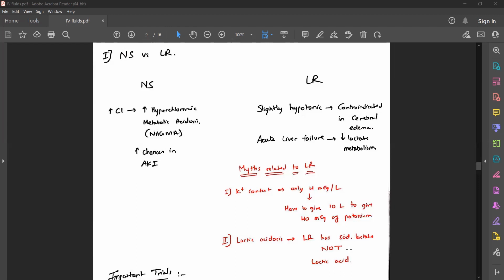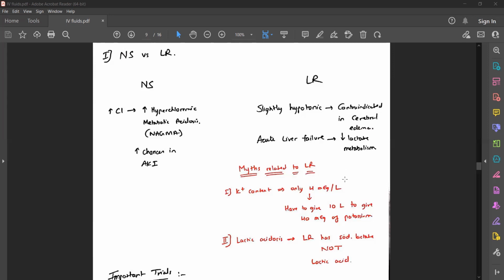Since sodium lactate is metabolized in the liver, a lot of people will say, okay, somebody is having any liver dysfunction, you will not give them lactated Ringer's. What you need to remember is that you will not give lactated Ringer's only when somebody has acute liver failure. If the liver shuts down, the patient goes into complete liver failure, that's when you will actually avoid lactated Ringer's. Otherwise, there's not much difference.